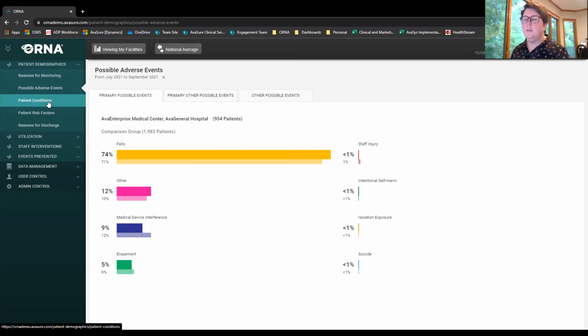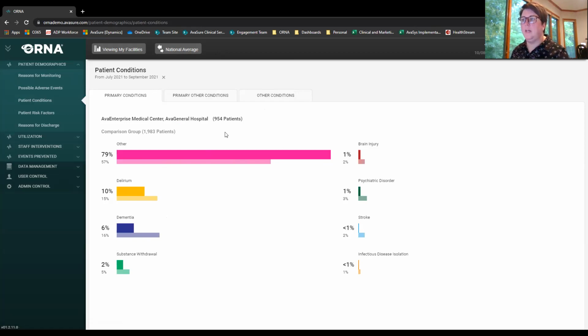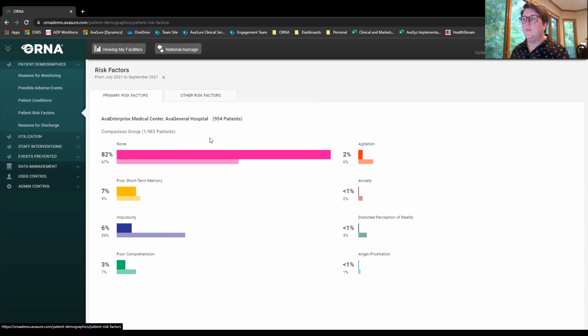The next step in admitting a patient is to figure out the patient conditions. So what type of conditions does the patient have that identifies them to be at this risk? Are they a post-op delirium patient, so they're a fall risk? Are they maybe in substance withdrawal, so they might be a self-injury risk? And then lastly, we have our patient risk factors. So this just helps the monitor staff know a little bit about the patient's risk personality. You can see here the impulsivity is the highest risk factor comparison for the ORNA sites.